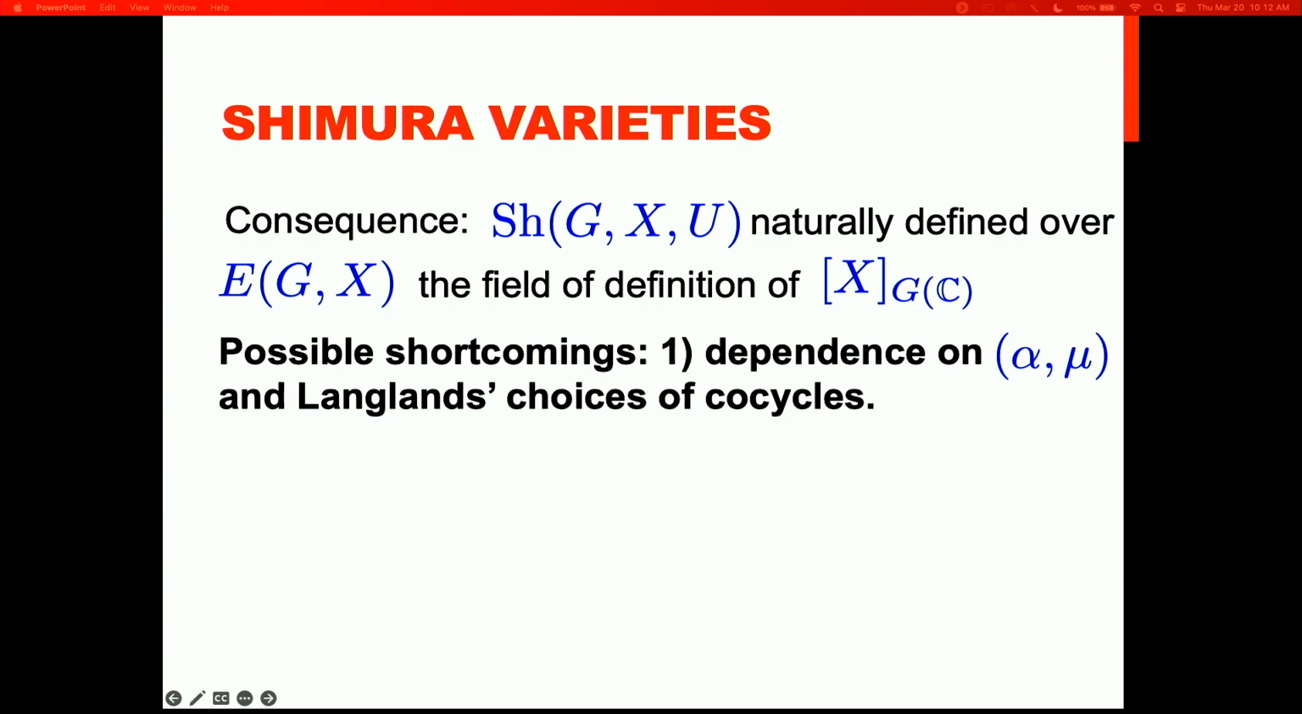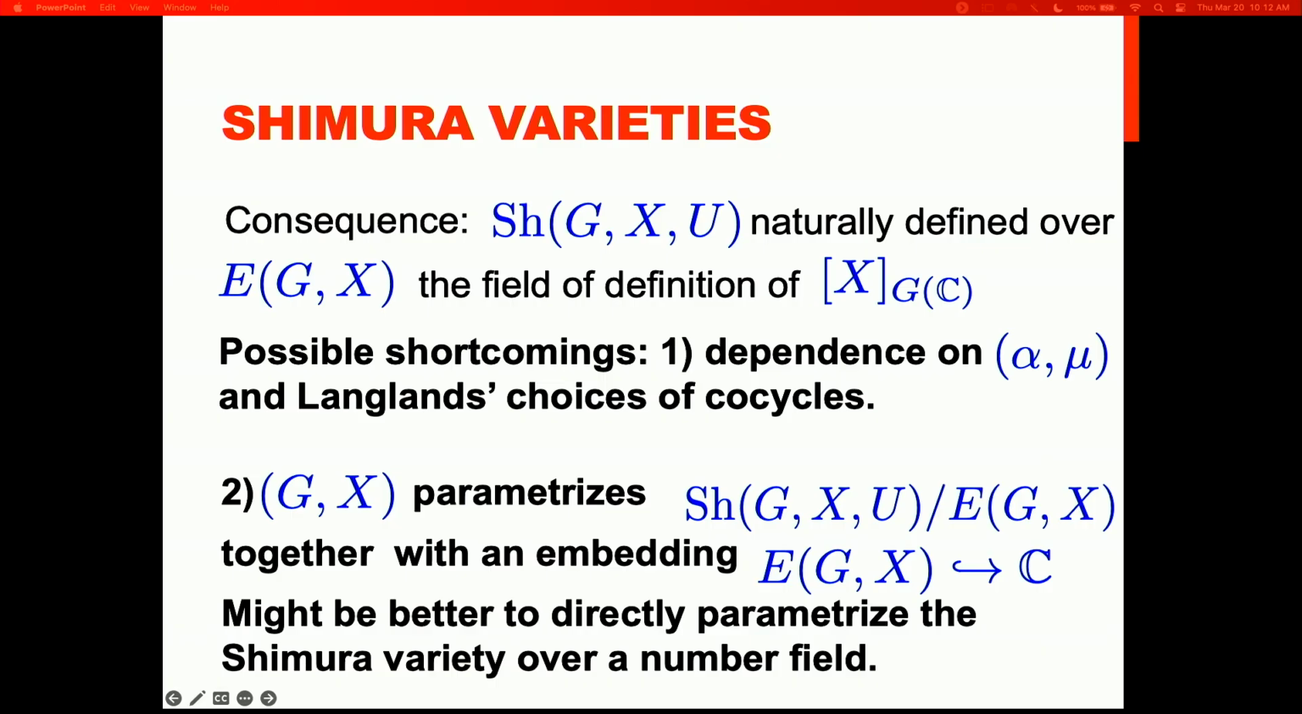So there were things that have long bothered me about this story. The second one, but I've written it first, is the dependence on these auxiliary choices and the very explicit co-cycles that come in, and choices that come in. Langlands' conjectures seemed particularly complicated and messy. I felt there should be something more natural.